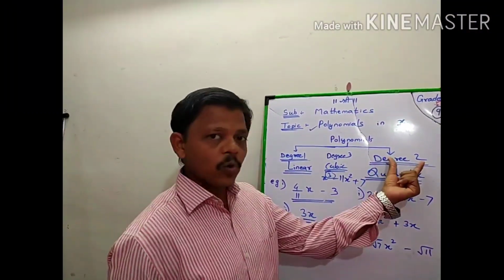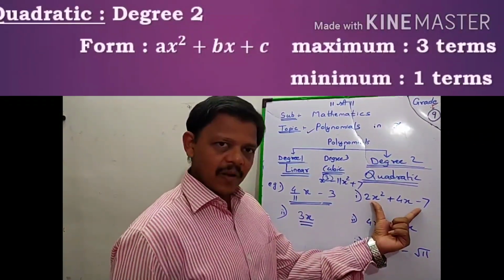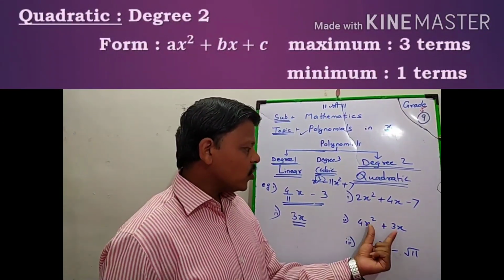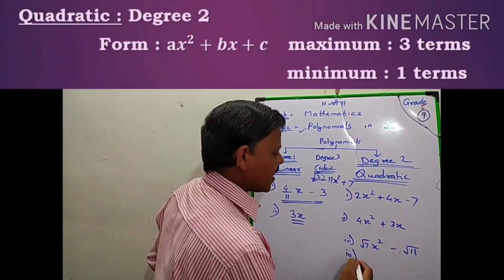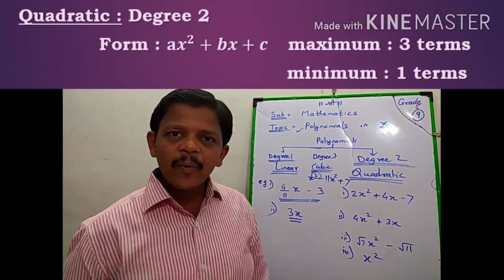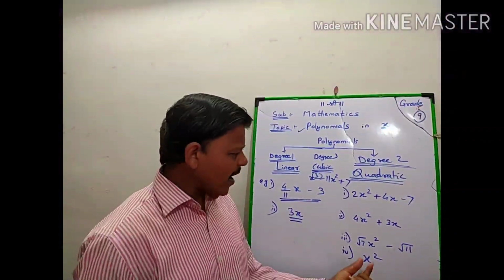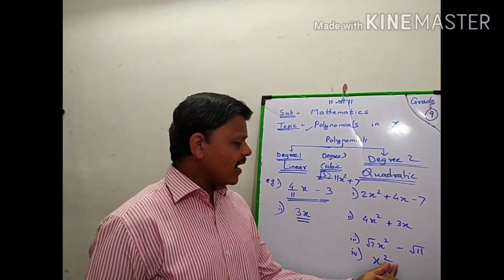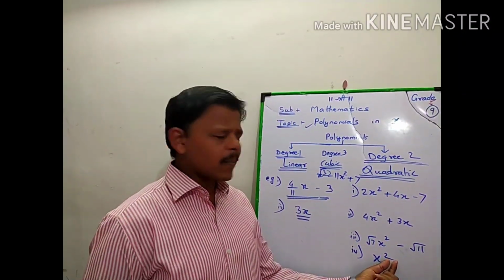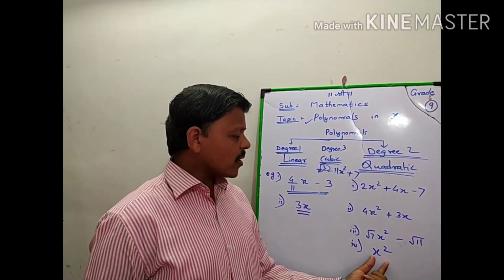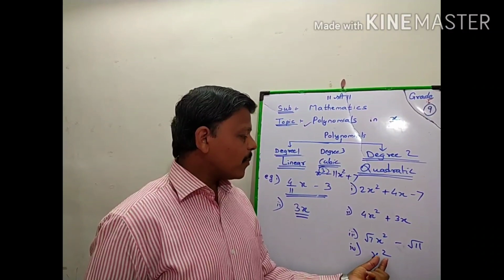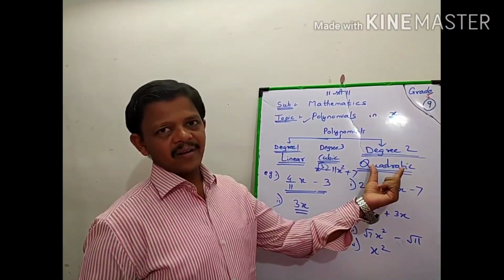Similarly, degree 2, maximum terms is 3. It can have 3 terms, 2 terms, or just let me say x square. Is it a polynomial? Yes, of course. Why? Algebraic term, and then having a power which is a variable, a power which is a whole number. So x square, monomial. Monomial, but a degree 2, hence a quadratic.